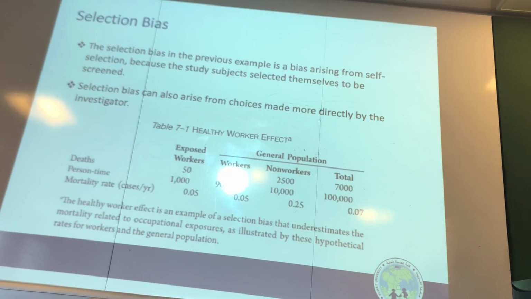And then I have another example, which they call the healthy worker effect. So this is called self-participation. I want to do a study about good lifestyle, and I need volunteers. This is a type of selection bias, which is the healthy participant effect. Also, there is something called the healthy worker effect. Okay. So here the healthy worker effect is an example of selection bias that underestimates the mortality rate due to occupational exposure, as seen by this hypothetical rate for workers and the general population.